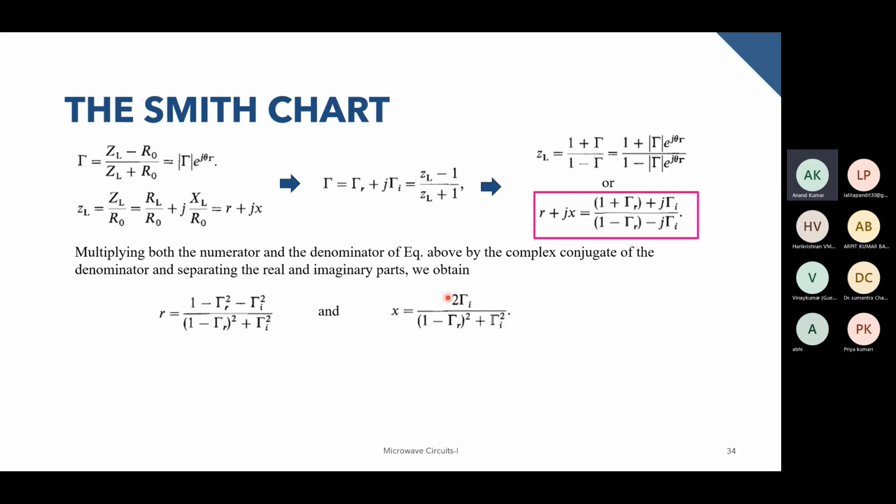Using that, we have now separated the real and imaginary parts. We have found the r and x from this expression. All we did was multiply the denominator by its complex conjugate to get the real and imaginary parts separate. Maybe I'll pause here and let you look at the expressions. We went from the expression for the reflection coefficient, normalized the load impedance, found the reflection coefficient in terms of the load impedance, then again found the load impedance in terms of the reflection coefficient, and separated the real and imaginary parts of the normalized load impedance. This is what we have done till now. I'll let you look at the expressions.